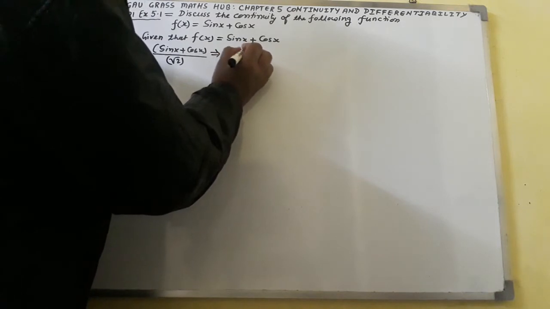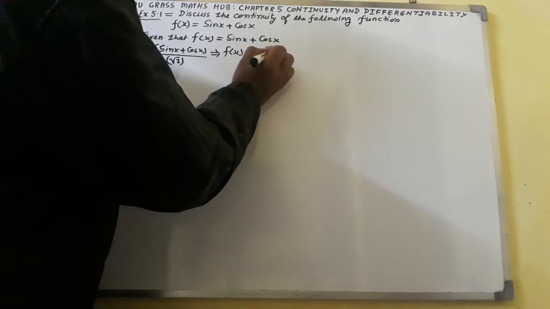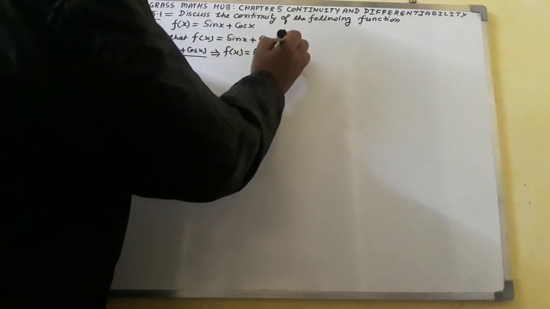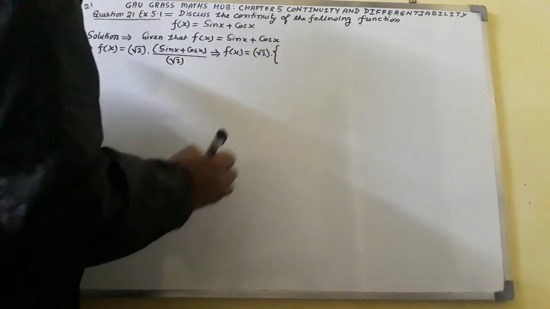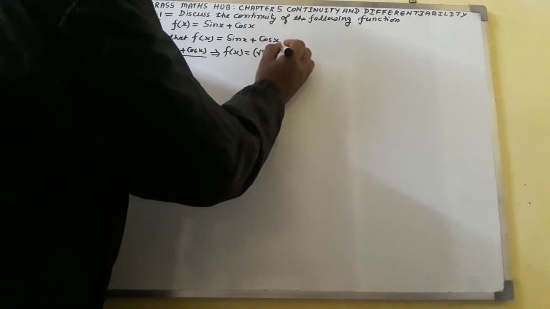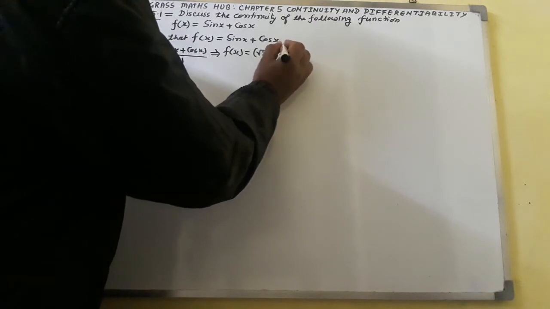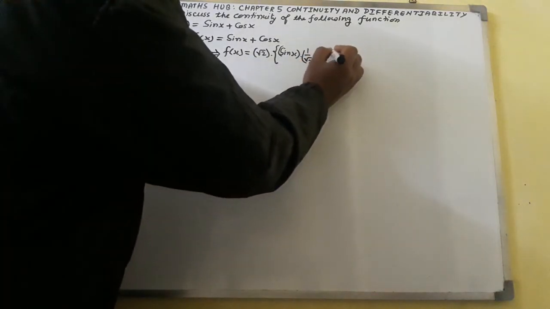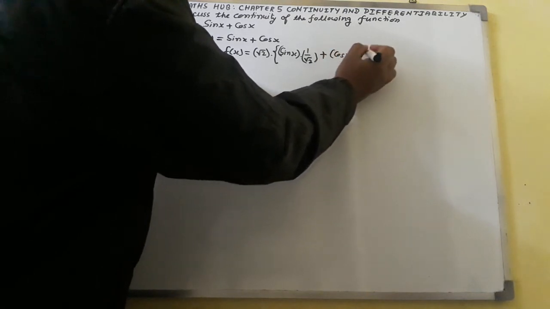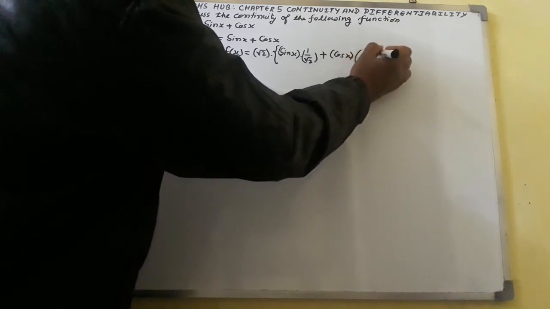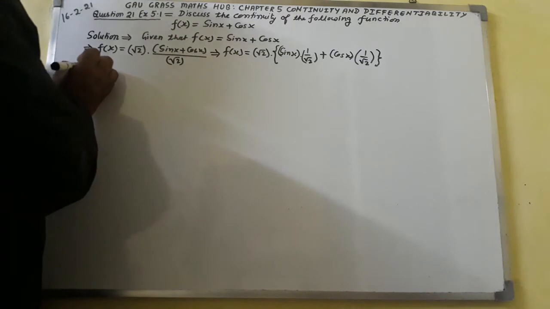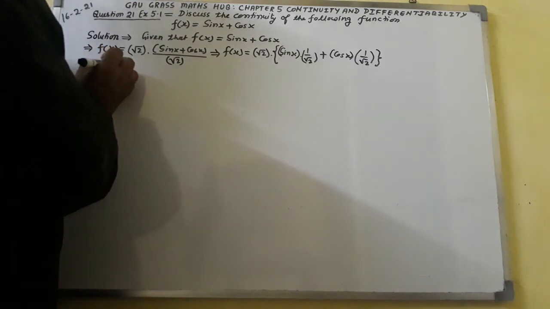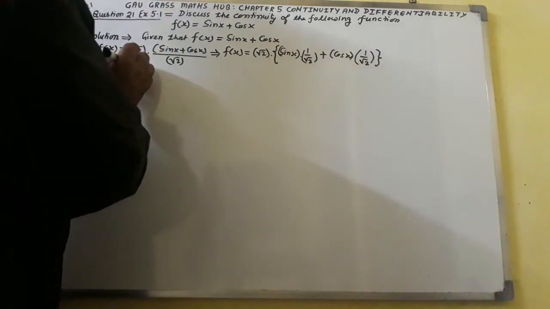So I can write f of x is equal to, in bracket, under root 2, and here I shall open a curly bracket and write sin x in one bracket and 1 over under root 2 in another bracket, plus cos x in one bracket and 1 over under root 2 in another bracket. Curly bracket close.